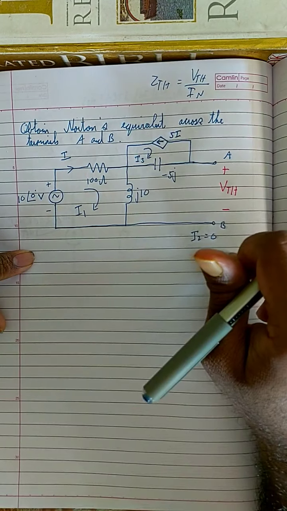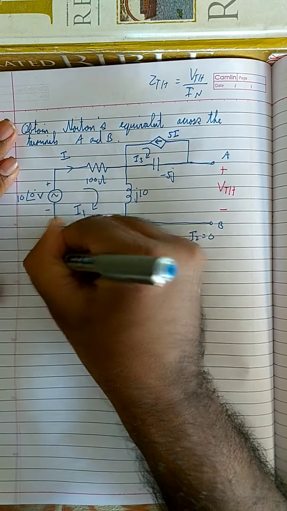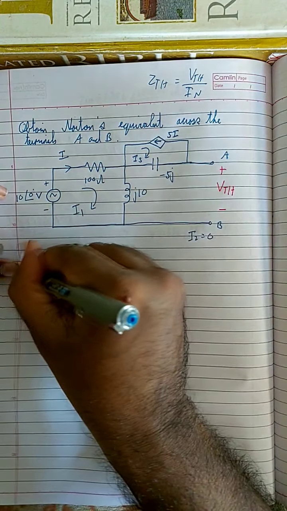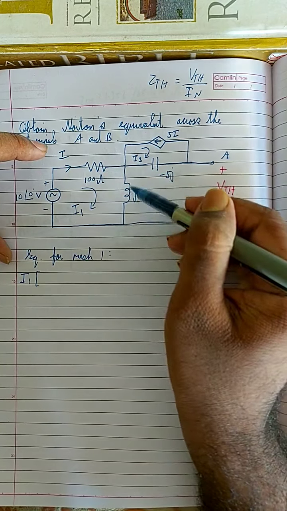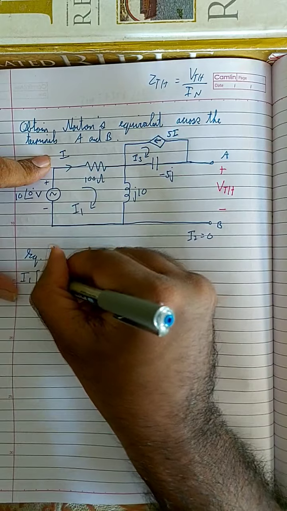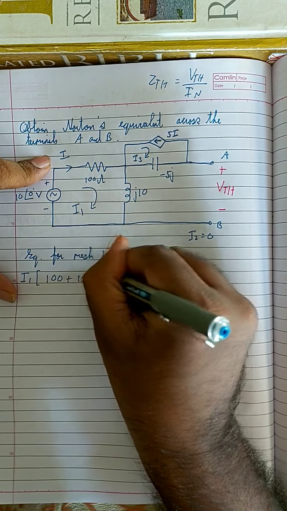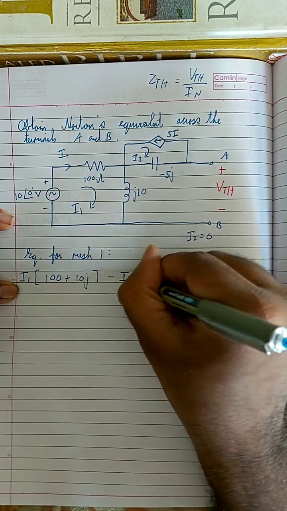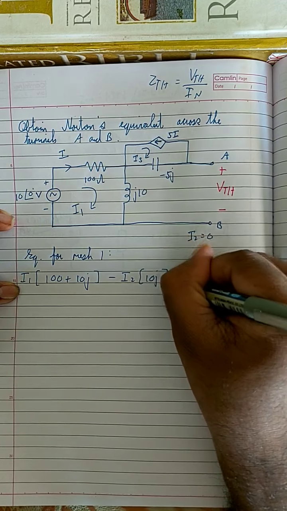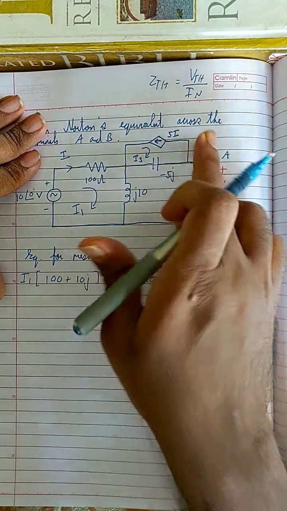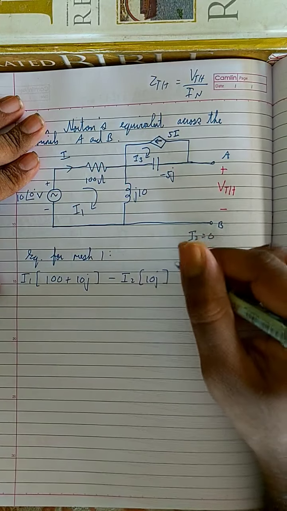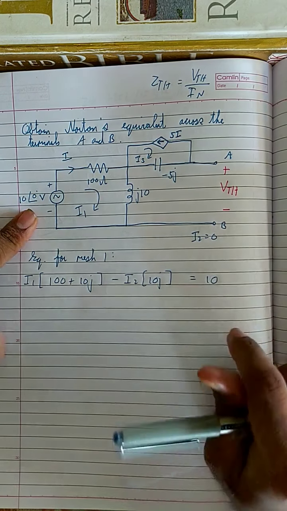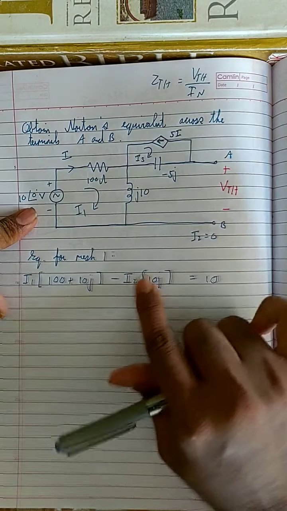Now I'm going to write the equation for mesh 1. Here this I1 is touching only these two elements, that is 100 plus 10J. And I2 is touching only this element, 10J. I3 is not touching any element of mesh 1, so there's no I3 in this equation. This is equal to 10, since I1 is coming out from the positive terminal, and 10 angle 0 is 10. But I2 is equal to 0, so you can remove that term.